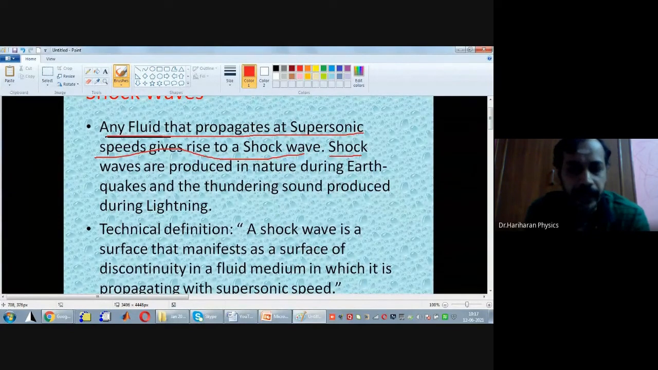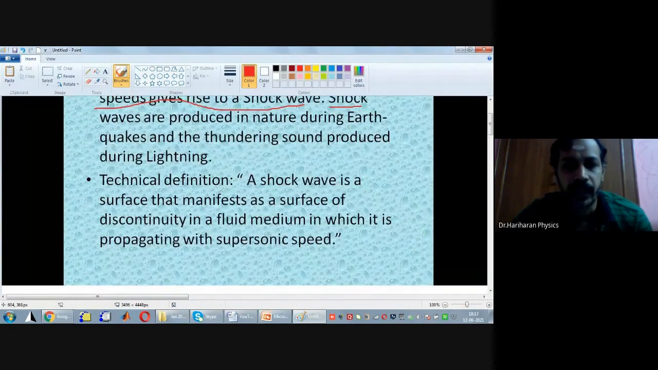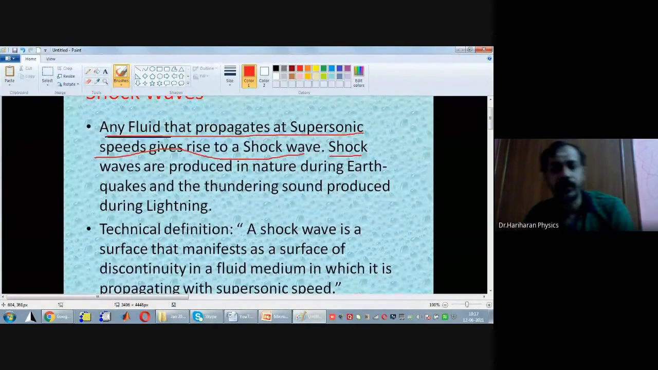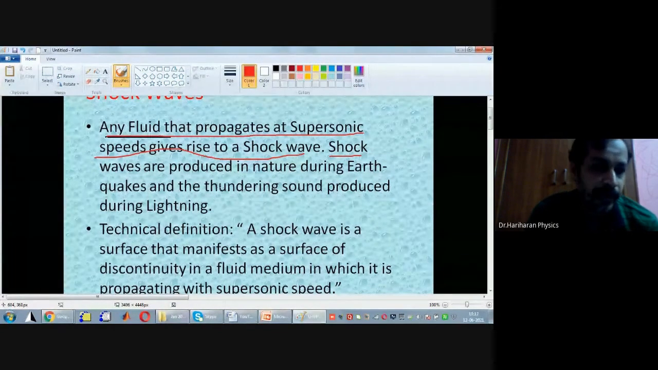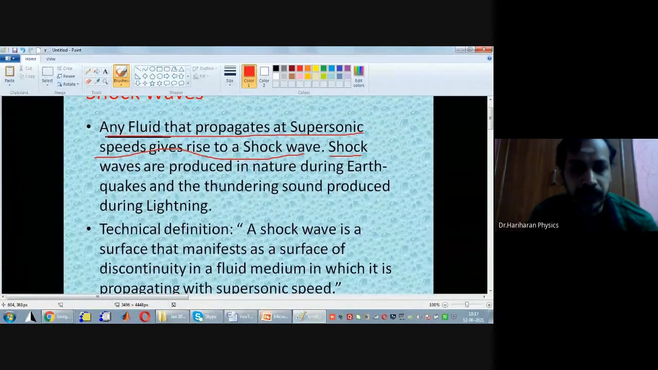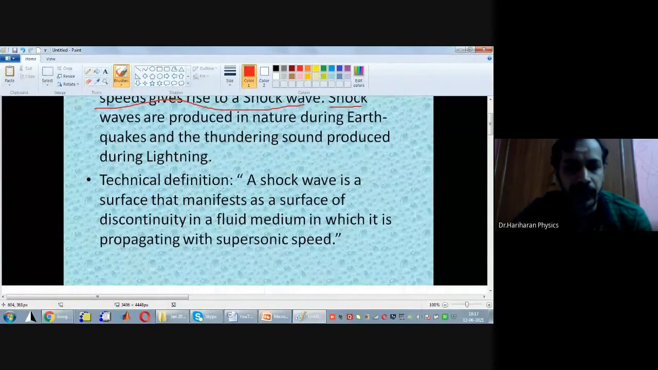Then thundering sound is produced during the rainy season. So in these instances, shock waves are produced. Shock waves are produced during earthquakes, during explosion of atomic bombs, and when lightning occurs during the rainy season. Once lightning occurs, after that there will be thundering. Now what is the technical definition of shock waves?